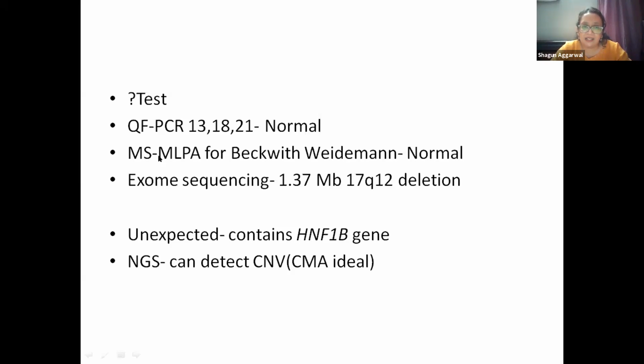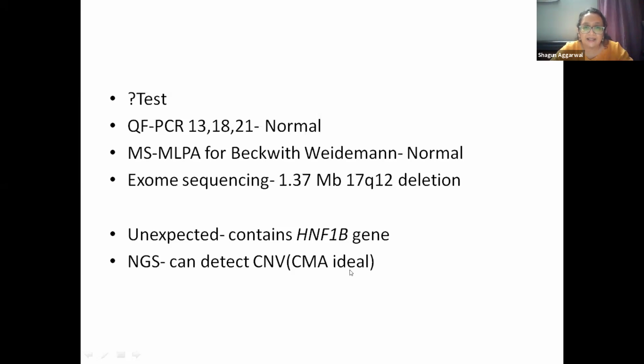But what came as a surprise was that exome sequencing revealed a microdeletion in this baby, which could have been picked up had we done a microarray. Interestingly, this is the region which contains the HNF1B gene, which we were thinking of originally. So you may not always be able to order the correct test. The other important thing is that NGS now also has the ability to detect copy number variation, but it's not the ideal test yet.